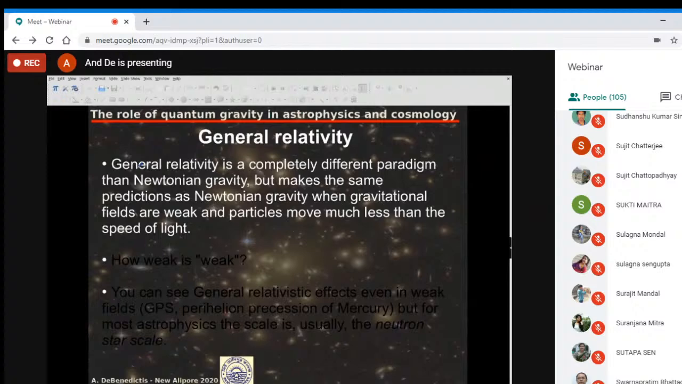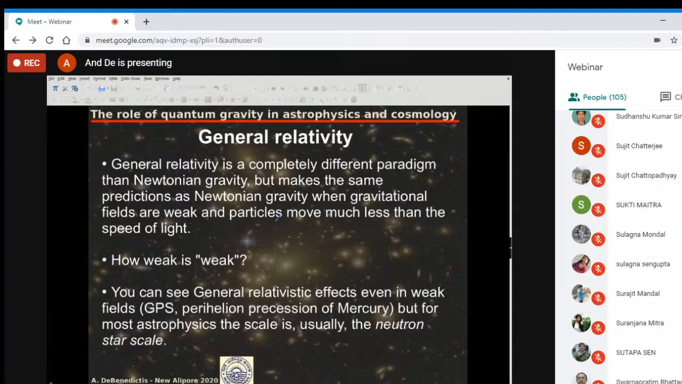So general relativity is a completely different paradigm than Newtonian gravity, but it does make exactly the same predictions as Newtonian gravity when the gravitational fields are weak and the particles move with much less than the speed of light. And this is the bulk of the cases that one encounters. But then the question is, okay, how weak is weak? How weak of a gravitational force is weak, and where does general relativity become important? Well, actually, it depends how precise you want to be.